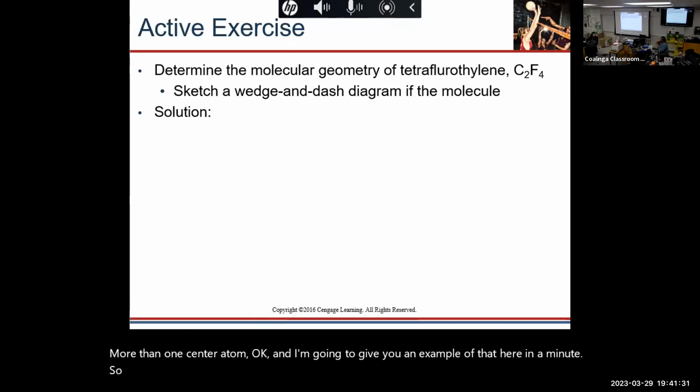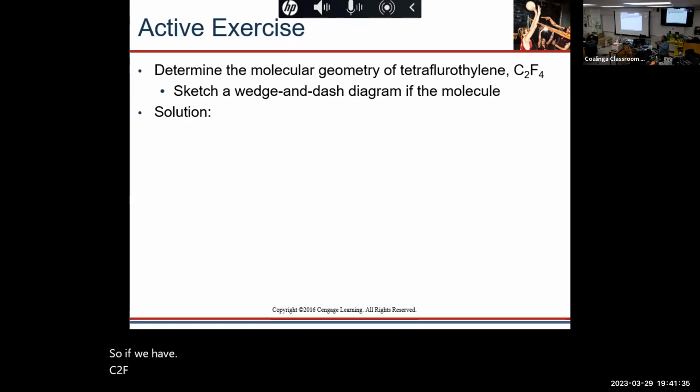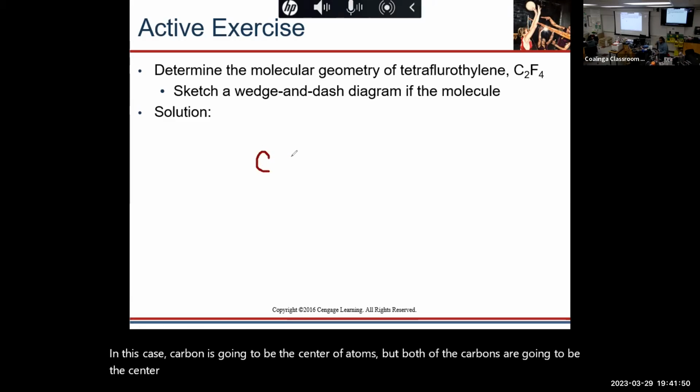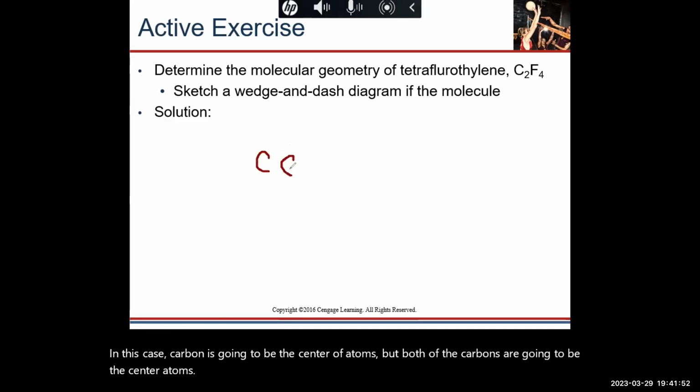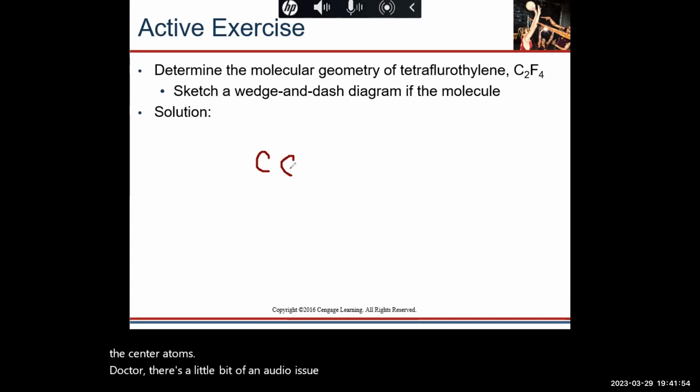So if we have C2F4, this guy is called tetrafluoro... In this case, carbon is going to be the center atom, but both of the carbons are going to be the center atoms.